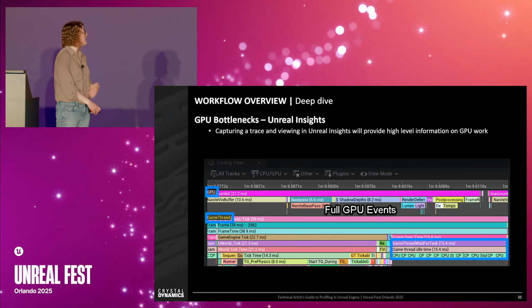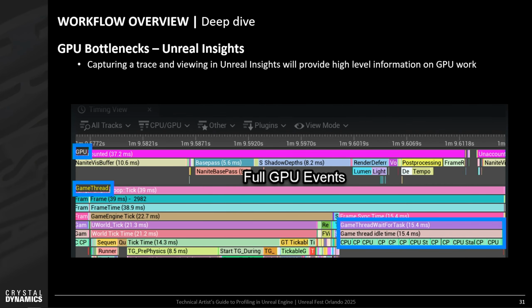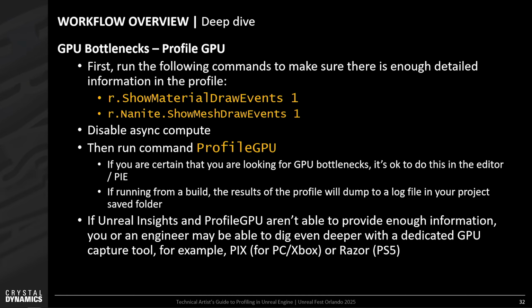Obviously, we can compare these high-level categories against our GPU budgets to see, generally speaking, where we might be over. So for example, Nanite Viz buffer seems a little high, and shadow depth seems a little high. But we can't get any information about specific assets that might be causing these performance issues. So we're going to dig a little deeper.